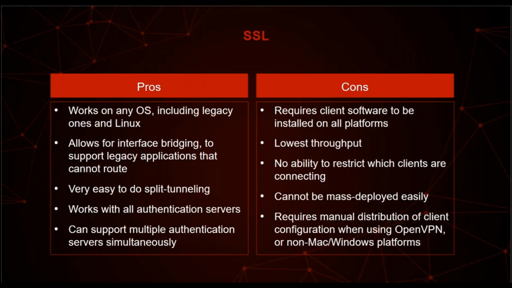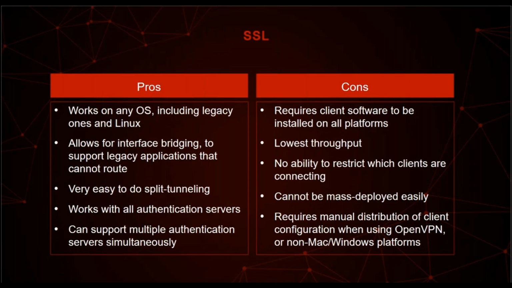Some of the pros of SSL VPN: it works on any operating system, including legacy ones and Linux. It allows for interface bridging to support legacy applications that cannot route. It's very easy to do split tunneling through the configuration. It works with all authentication servers and can support multiple authentication servers simultaneously. And it doesn't require a specific configuration of the firewall, so if the remote user is behind another firewall that doesn't belong to us, it's not something that gets blocked.